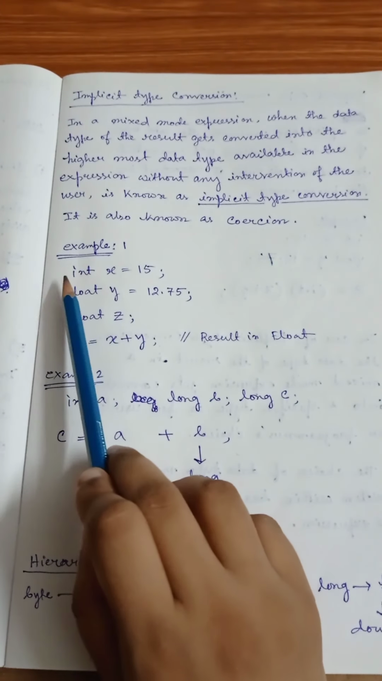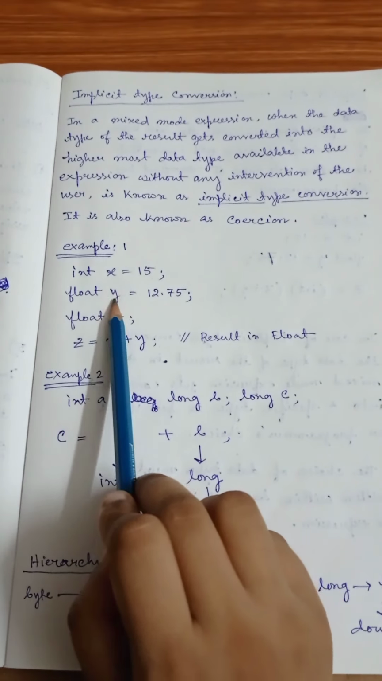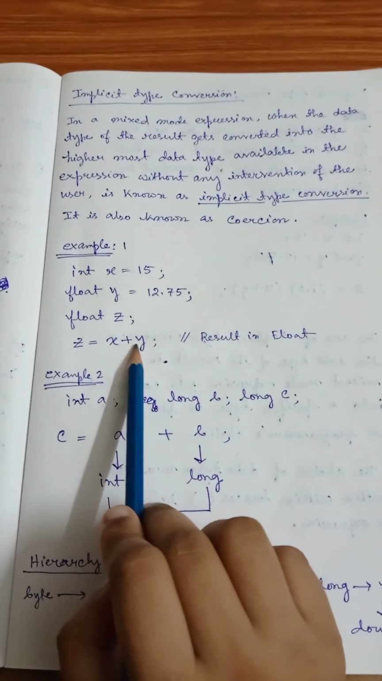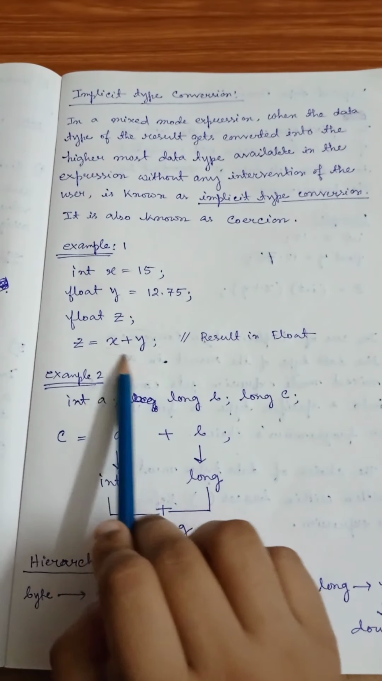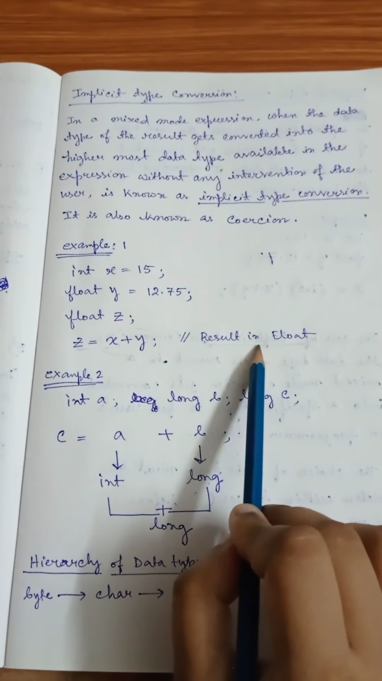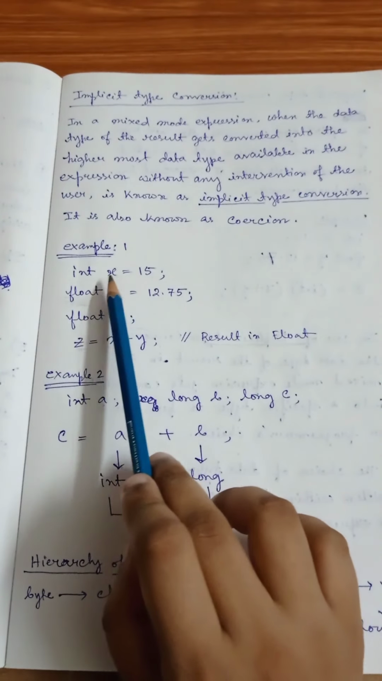Example, here int x = 15 and float y = 12.75. So z = x + y. Here z produces a result in float because float is a higher data type than int.